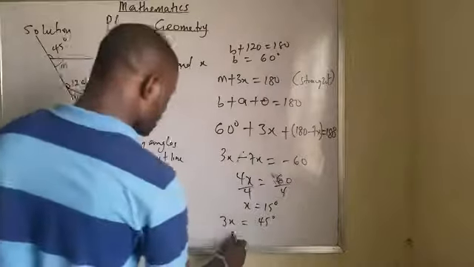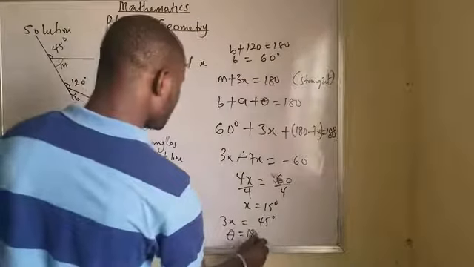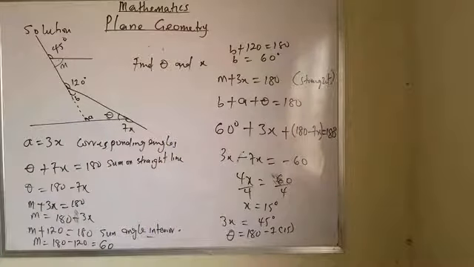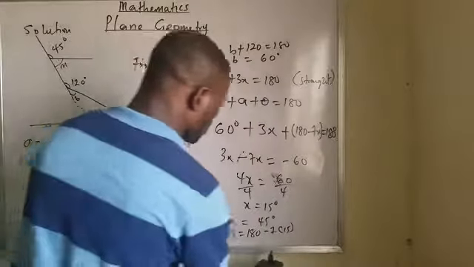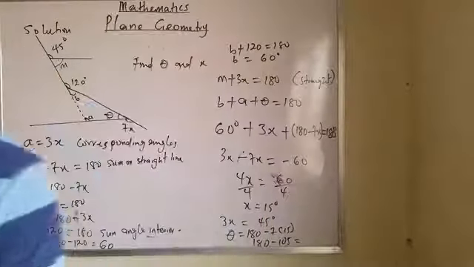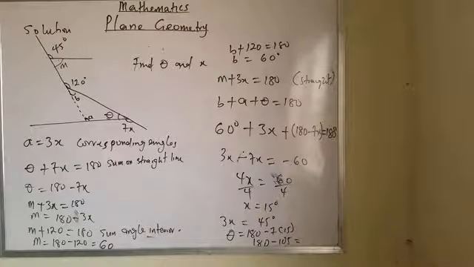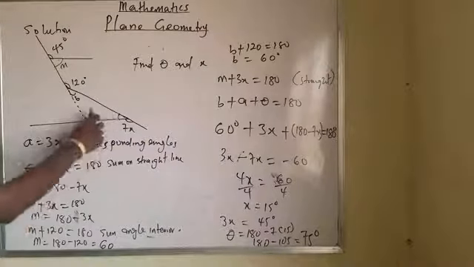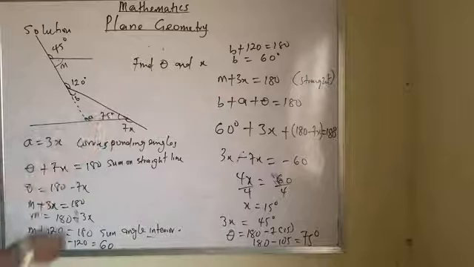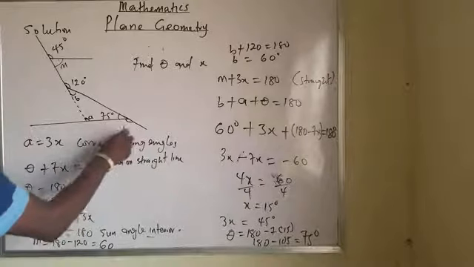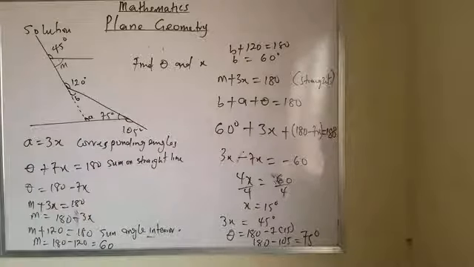My theta will now be what? Theta equals 180 minus 7 multiplied by 15. 7 multiplied by 15 will be 105. It means 180 minus 105, which will equal 75 degrees. It means my theta is 75 degrees. Now also this one will be equal to 105 degrees.